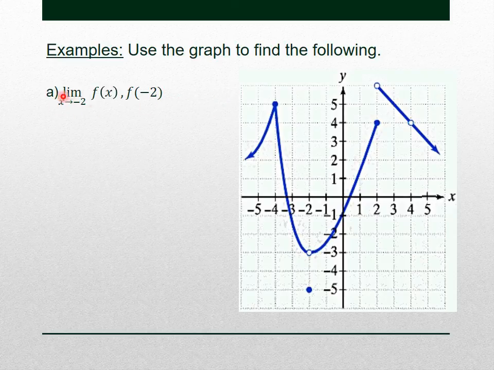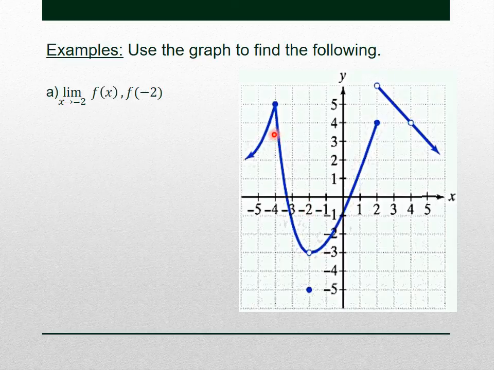So we're taking the limit as x goes to -2. So we're talking about x at -2 is over here. It says find the limit as x approaches -2 of f of x. So what we do, since we know the limit exists if and only if the left-hand limit is the same as the right-hand limit, we need to figure out what the two of those things are and see if they're the same.